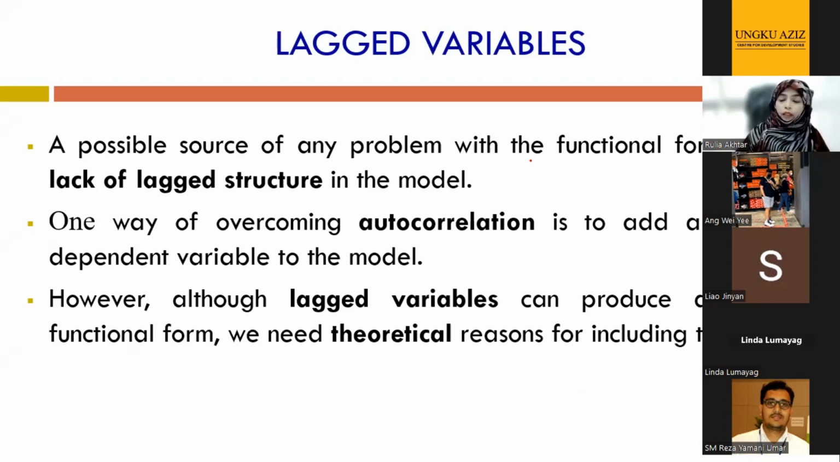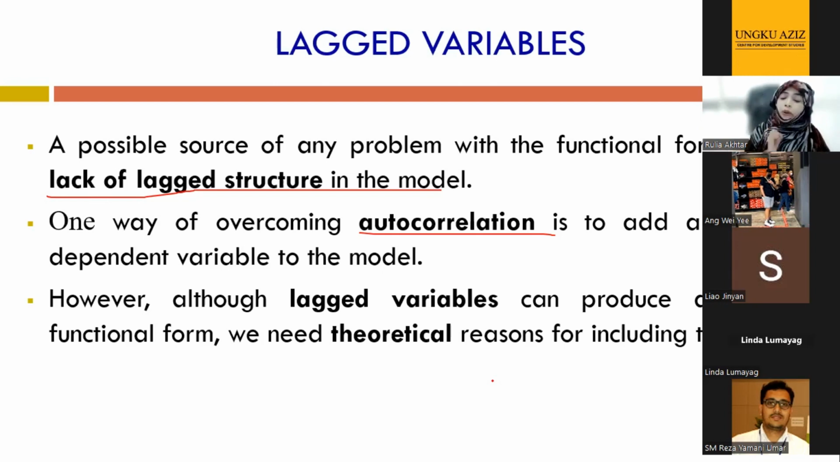there is a problem of the functional form, which is the lack of lag structures in the model. Now, what is the lack of lag structure in the model? Meaning that when we fail to add the lag variables in our model, we have a problem. What is that problem? This is actually the autocorrelation or serial correlation problem. This is an issue because once we have the serial correlation or autocorrelation problem, this model is not fit for our analysis.